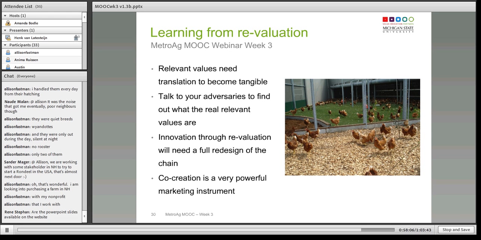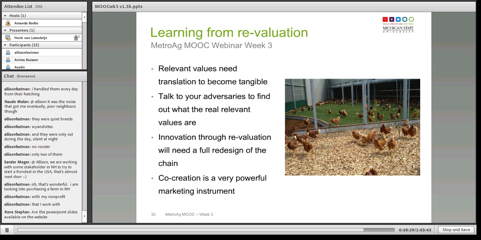Third point is you need to do innovation. If you want to do innovation through revaluation, so if you want to value intangibles, you will need a full redesign of the chain. That comes out time and again. If you just organize a sort of local improvement, that will not be sufficient.